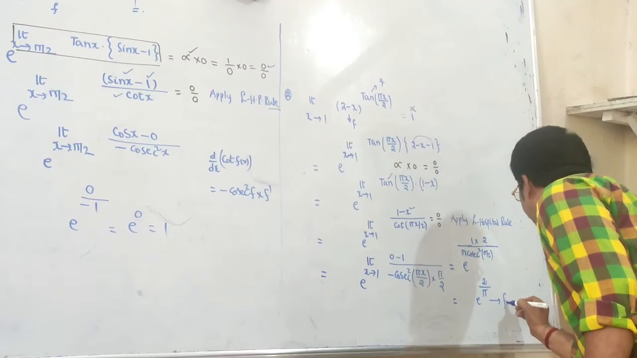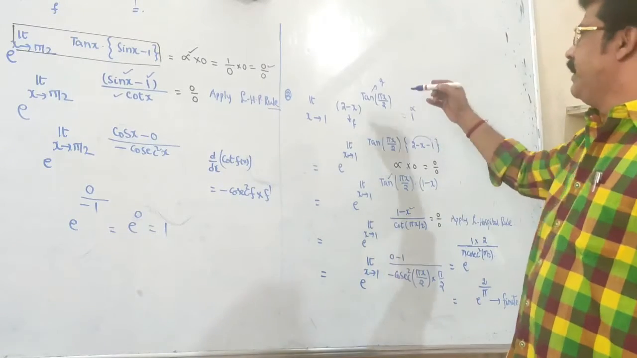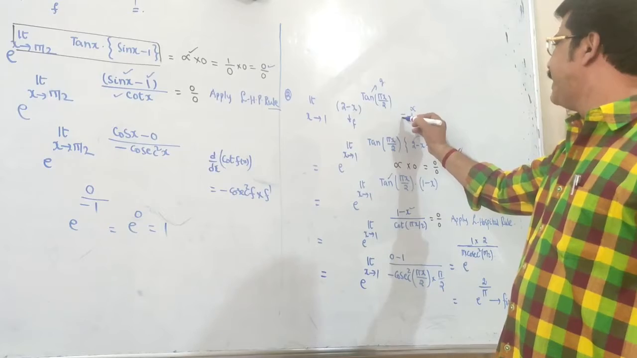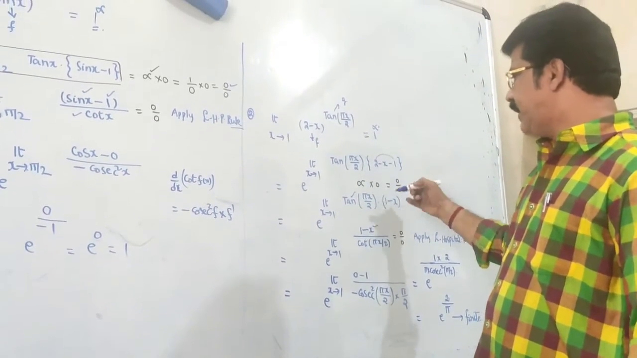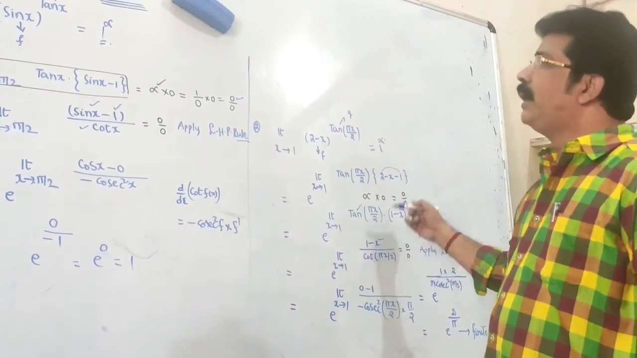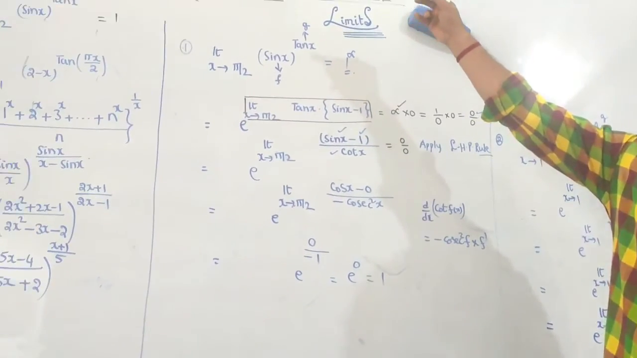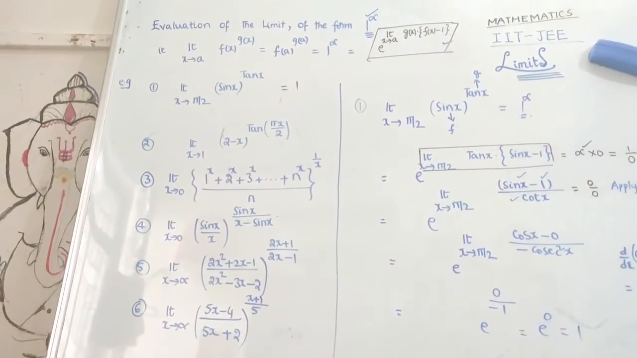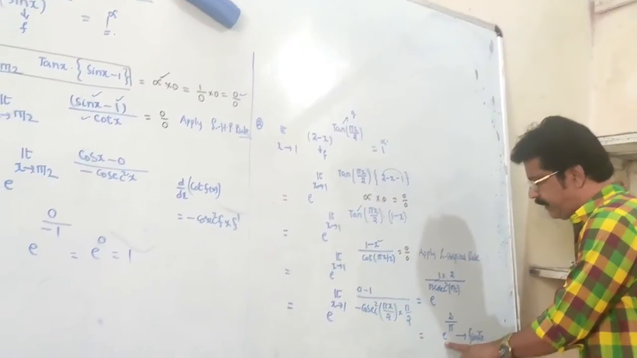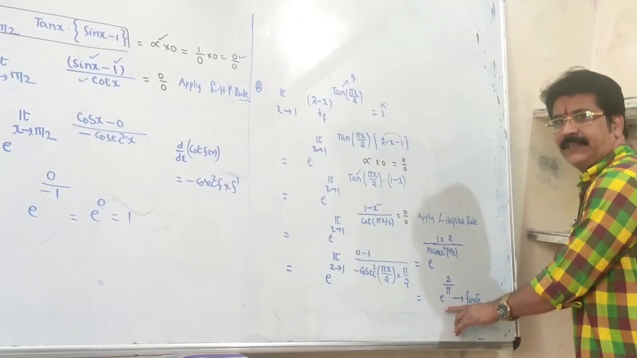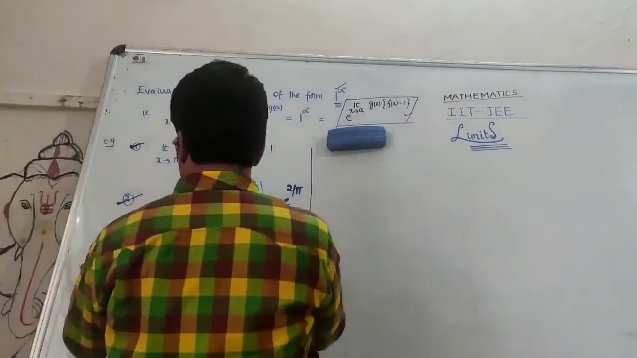Of course, it is a finite value. It seems to be the indeterminate form 1 to the power of infinity. But ultimately, with the help of L'Hospital rule, or the limit e power limit of g of x into f of x minus 1 form, we are getting ultimately a finite value. You see here, ultimately it is a finite value with the help of L'Hospital rule. Hence the problem number 3.